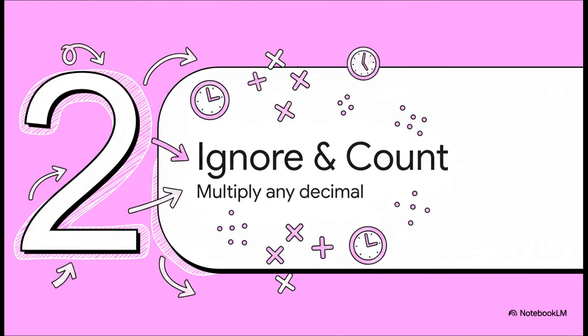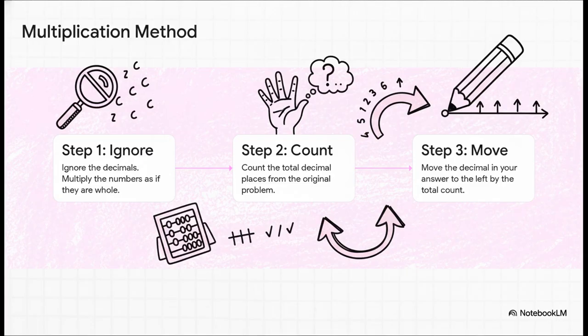Next up, multiplication. And for this, we have a fantastic little technique I like to call the ignore and count trick. The process is ridiculously simple. It's just 3 steps. First, you're going to pretend the decimals aren't even there and just multiply the numbers. Second, you count up the total number of decimal places from the original problem. And third, you just put the decimal back in the right spot.